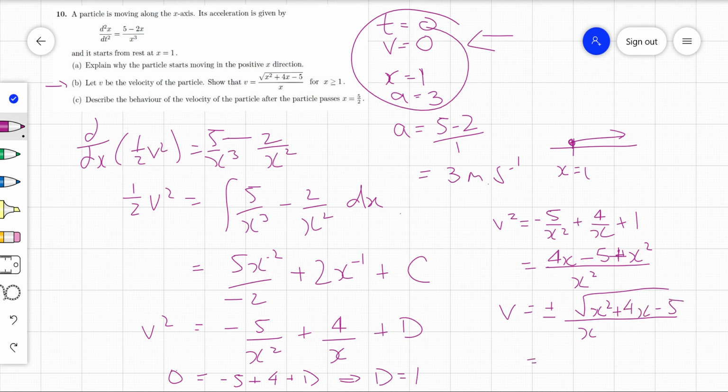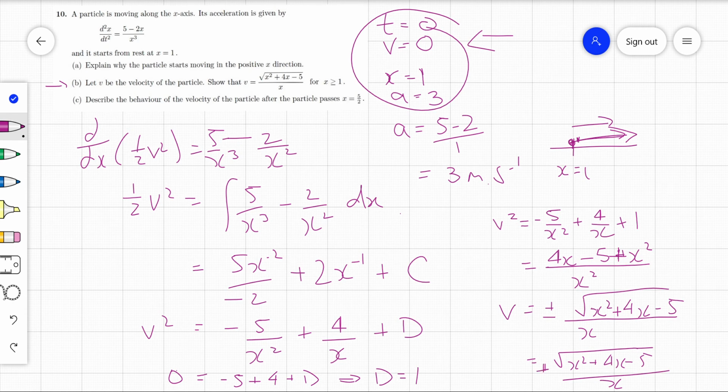Now, why do we take the positive version? If you have a look again at the beginning, we're going in this direction, and it's a positive acceleration happening, and so the velocity will also be positive. Even if I check something like just after x equals 1, I'm going to get a positive velocity. You can actually try putting that in. We need this to be positive here. There we go, it's got to be positive.